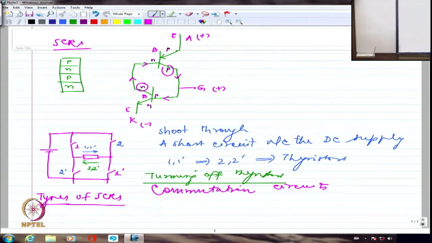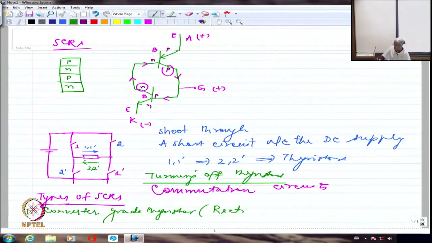The first and foremost one, we call power frequency thyristor or converter grade thyristor. Converter grade thyristor is generally used for rectification. Converter and rectifier are used interchangeably; they are kind of synonymous. So converter grade thyristors are generally used for rectifier operation, whereas there are inverter grade thyristors. Inverter grade thyristors are generally used in those circuits where I may do DC to AC conversion.